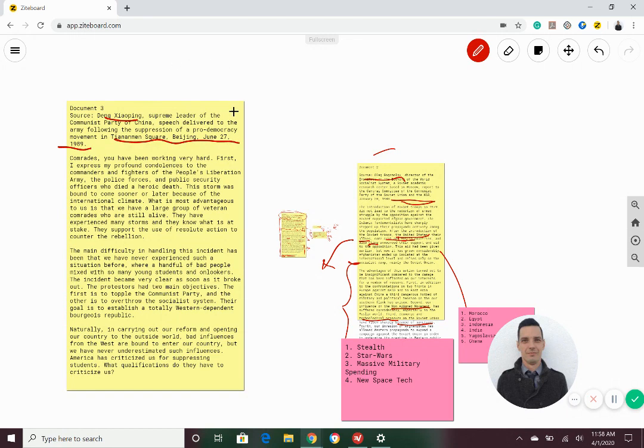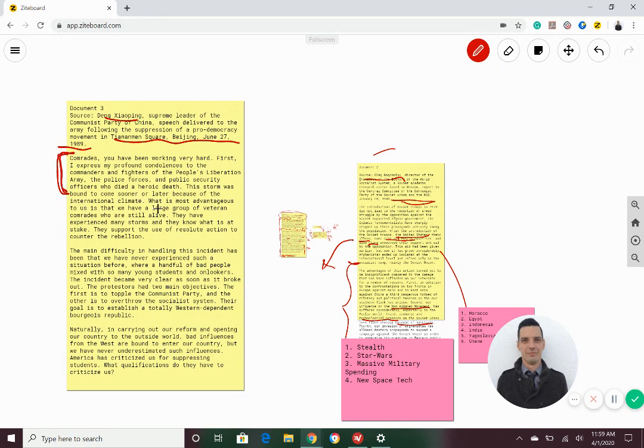All right, Deng Xiaoping. Comrades, you have been working very hard. First, I express my profound condolences to the commanders and the fighters of the People's Liberation Army, the police force, and public security forces who died a heroic death fighting the rebellion. First of all, he's thanking all those who died fighting the unarmed protesters in Tiananmen Square.